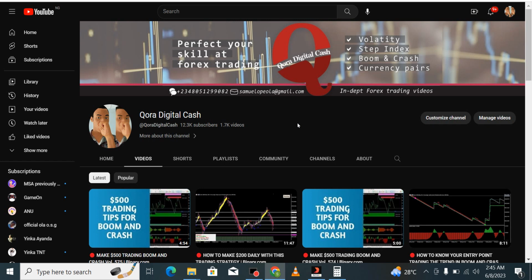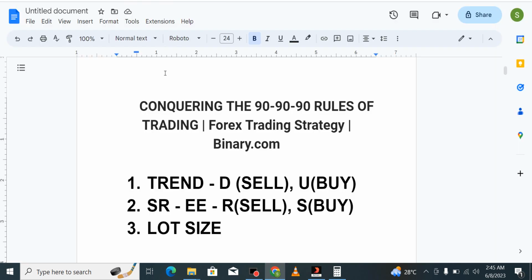So guys, let's go straight into what we have right here. Like I said earlier on, we will be checking out how we can conquer the 90-90-90 rules. This is a special rule in trading, and if you don't know anything about it, then it might be one of the reasons for losing out whenever you are trading. So it is important you stay tuned and watch this video to the end.